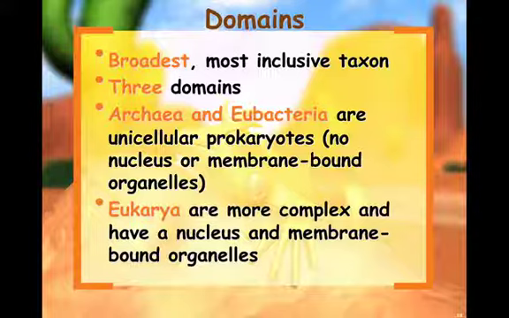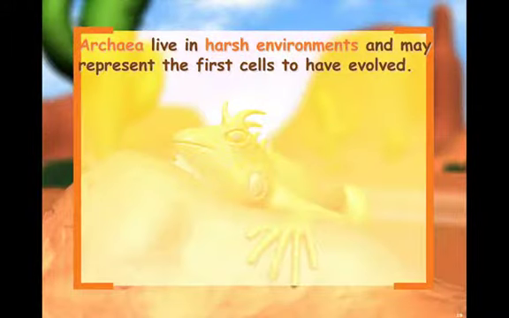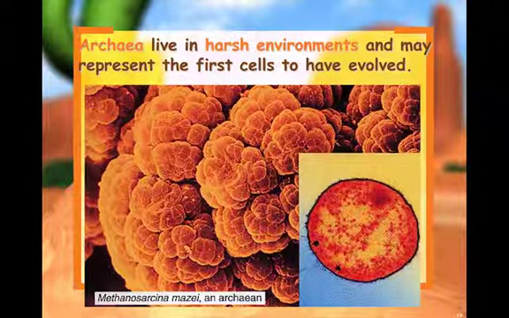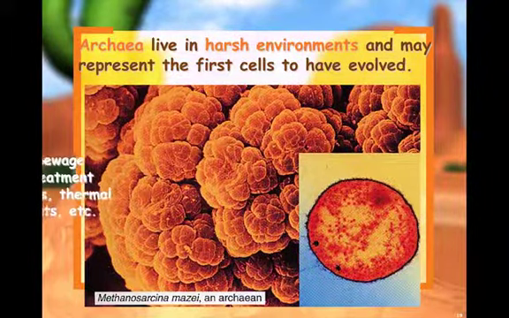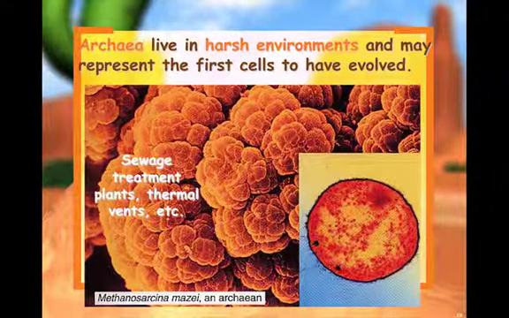So the next couple of slides are going to go through just kind of giving you characteristics of each different grouping. So the archaea live in very harsh environments and may represent the first cells that have evolved. An example is this microscopic ancient bacteria. Where do we find these? Well, it said harsh environments. So you're going to find these types of bacteria in sewage treatment plants and thermal vents. Thermal vents are what bubbles out of the seams at the bottom of the ocean.